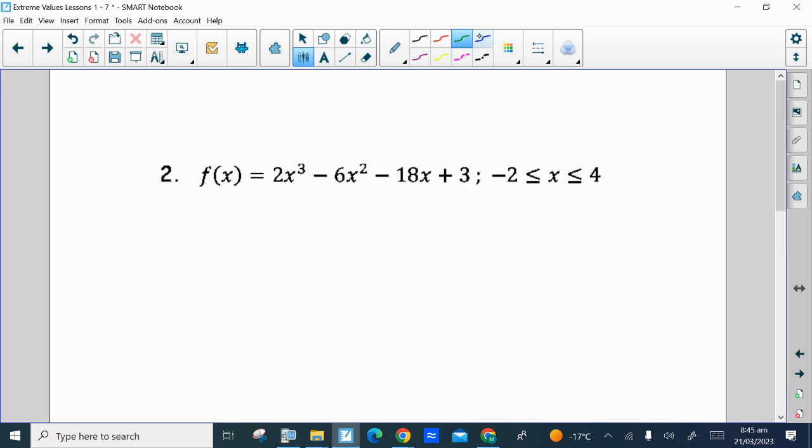Right, number 2. We want to know the max and min values for that function between negative 2 and positive 4. So we start by finding the first derivative.